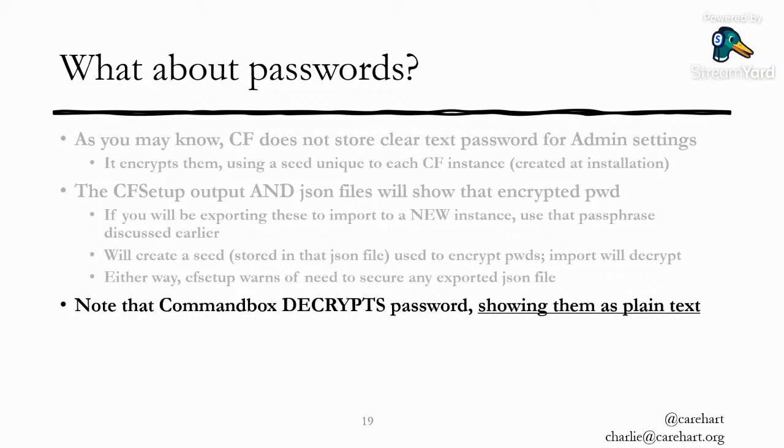Now, one last thing someone might wonder, what about CommandBox's CFConfig? Well, for better or worse, when you use its tools to show stuff or create the JSON files, it doesn't show the encrypted password. It decrypts the password and shows it as plain text. So on screen, if I were to do CFConfig and show you some stuff, you'd have seen my password. So that's why I didn't do that. And if you created the JSON file from CommandBox CFConfig, it would show them as clear text.